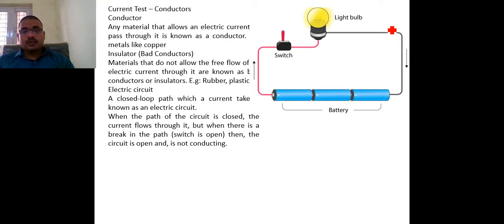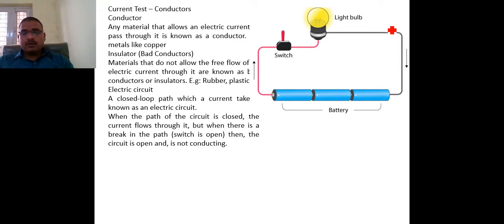Now, in the previous class, we just started the chemical effect of electricity. Here I would like to continue with that topic, and we are going to talk about how to understand whether a given substance or material which we are using is a conductor or an insulator.